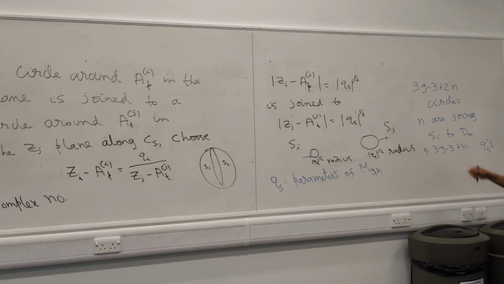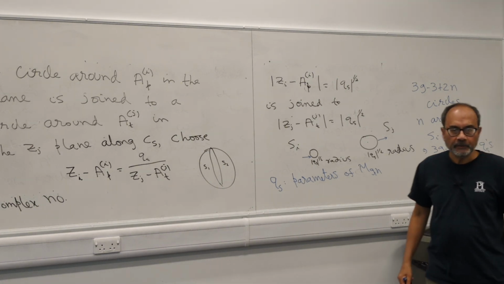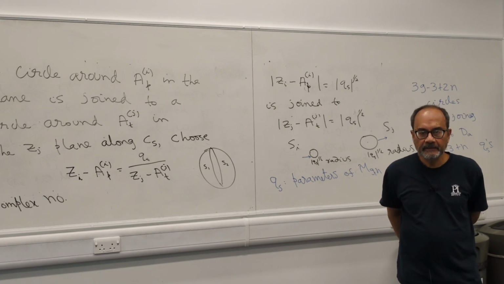So you have 3g minus 3 plus n q's, and those you can treat as 6g minus 6 plus 2n real parameters, which are the moduli, which you can take to be the local coordinates on the moduli space of Riemann surfaces MGN. Is this clear?